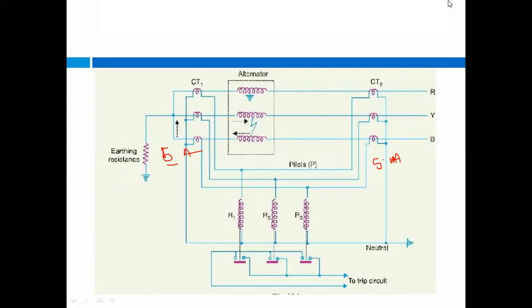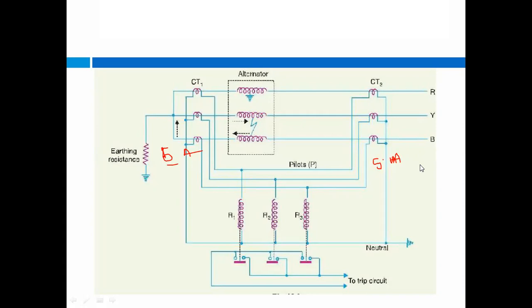But for a transformer, suppose the transformer is of 33 by 230 kV. Then your primary side voltage is different and the secondary side voltage is different, but it is not so for the alternator. For both sides, the voltage remains the same. Next is the turns ratio.